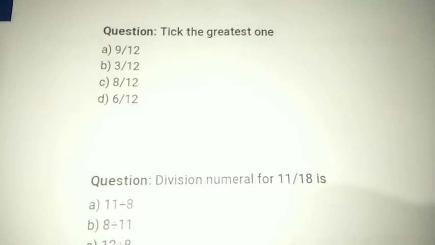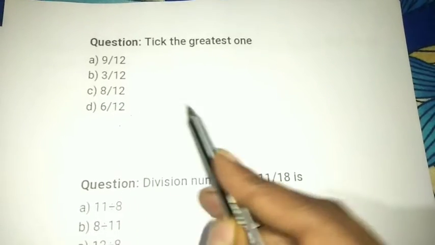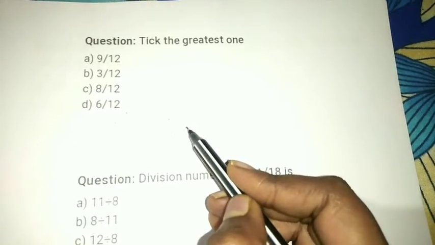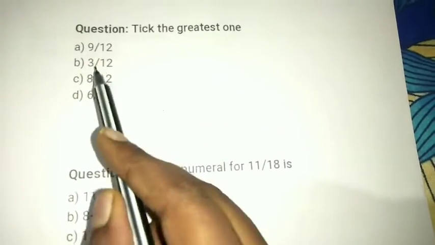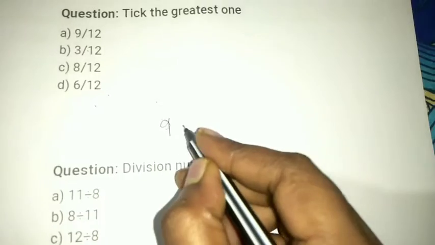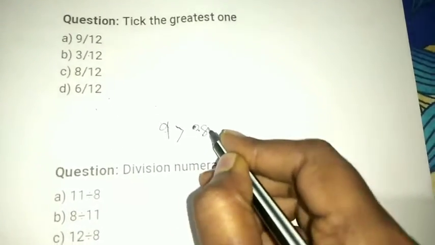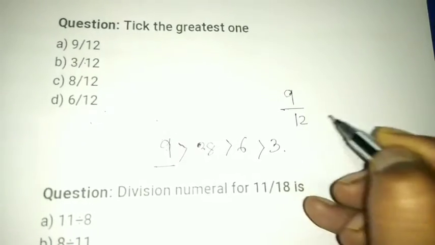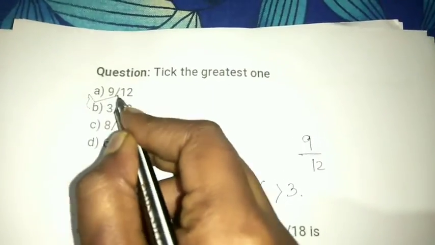Take the greatest one. Here all the fractions have the same denominators but different numerators. That means they are like fractions. So in the case of like fractions, we only have to compare the numerators. The greater the numerator, the greater is the fraction, and the smaller the numerator, the smaller is the fraction. So here the numerator 9 is greater than 8, and 8 is greater than 6, and 6 is greater than 3. So here the fraction 9 by 12 is the greatest one, which is our option A.